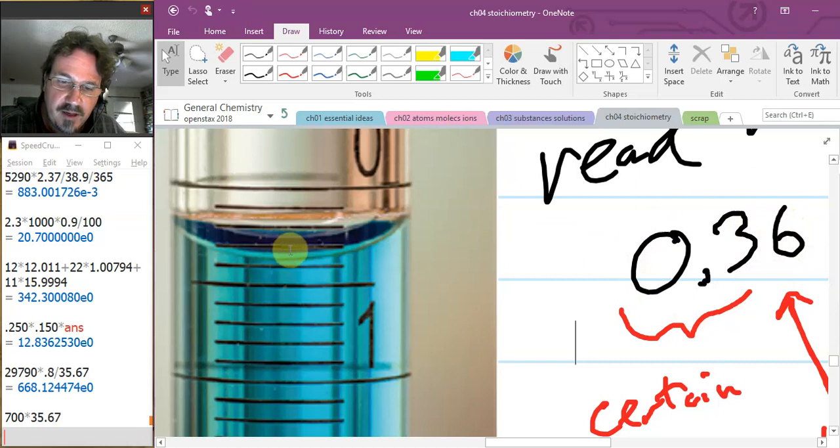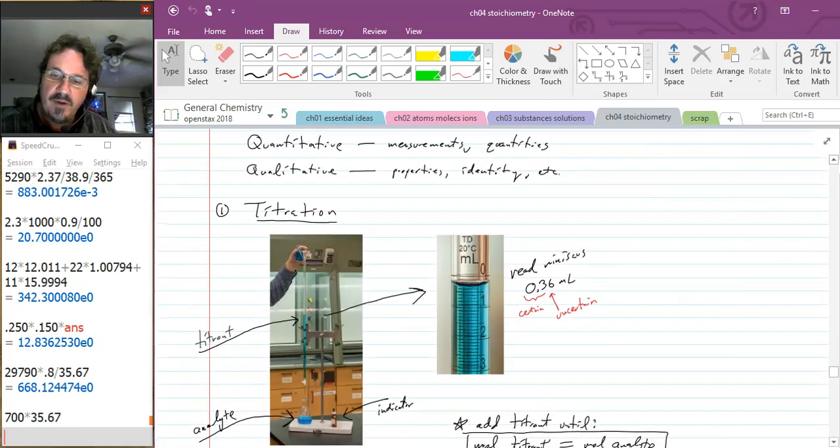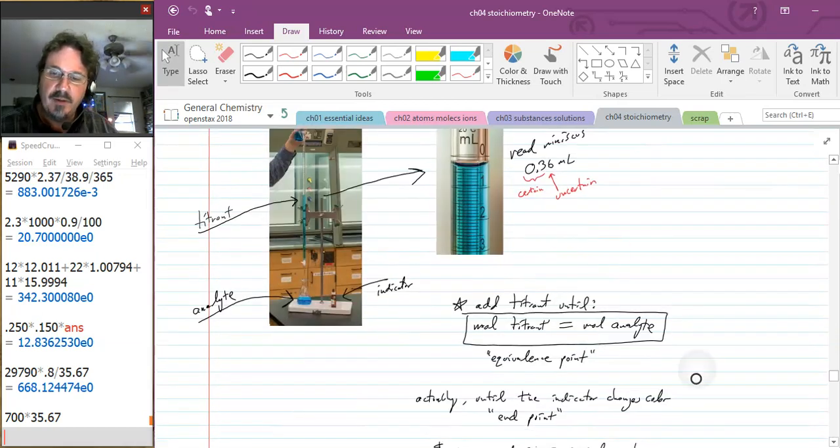And I look carefully here, that bottom one, to me it looks like it's, well, it's a little more than halfway between this line, the 0.3 line, and then the 0.4 line, you know, right there. And so I'm going to call that 0.6, a little more than halfway. And so the correct way I would read that burette is 0.36 milliliters. Alright, so make sure you read them correctly and get the right number of significant figures. Alright, so again, at the end point, which is also called the equivalence point.